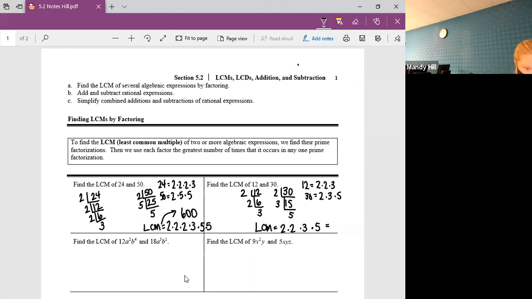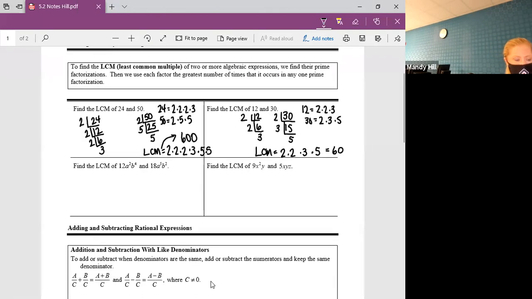2 times 2 times 3 times 5 is 60. And what this means is that 60 is the smallest number that we could find that both 12 and 30 will go into. That's the least common multiple. Okay, now we're adding some letters.